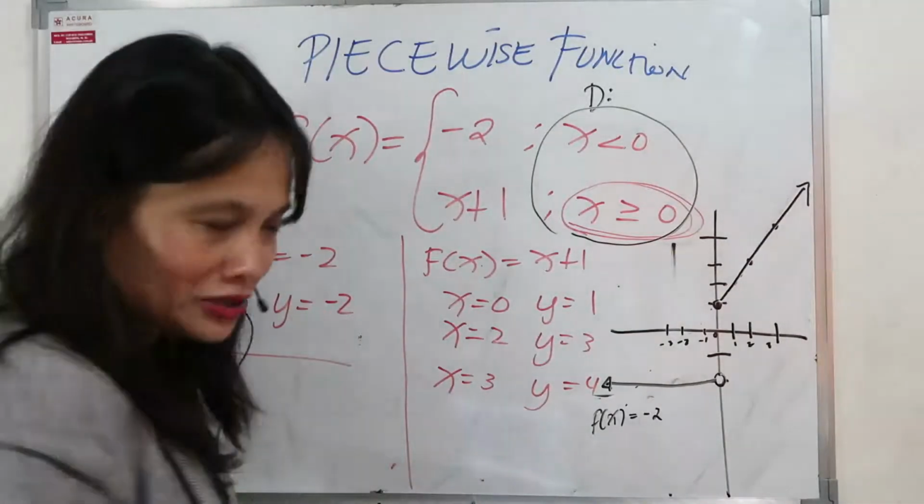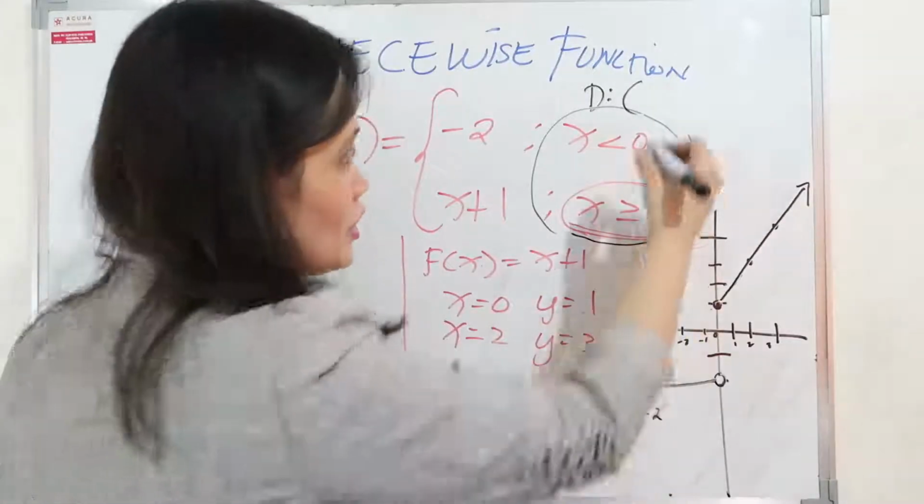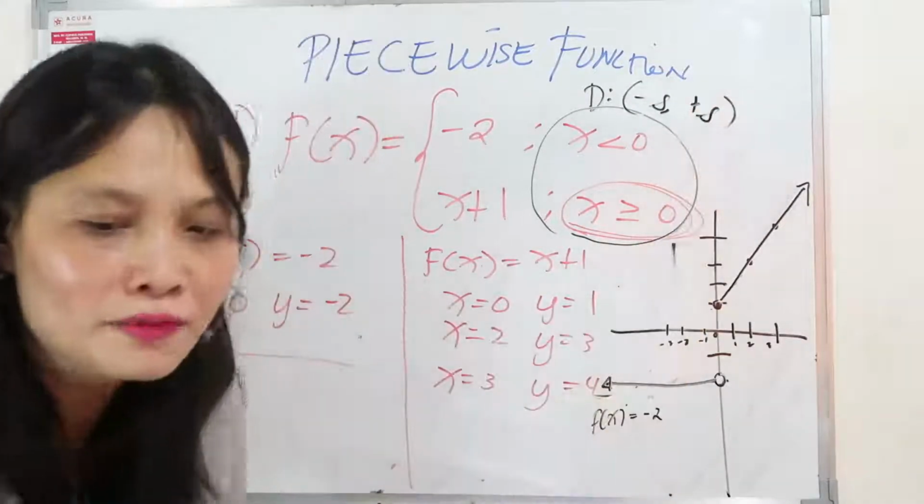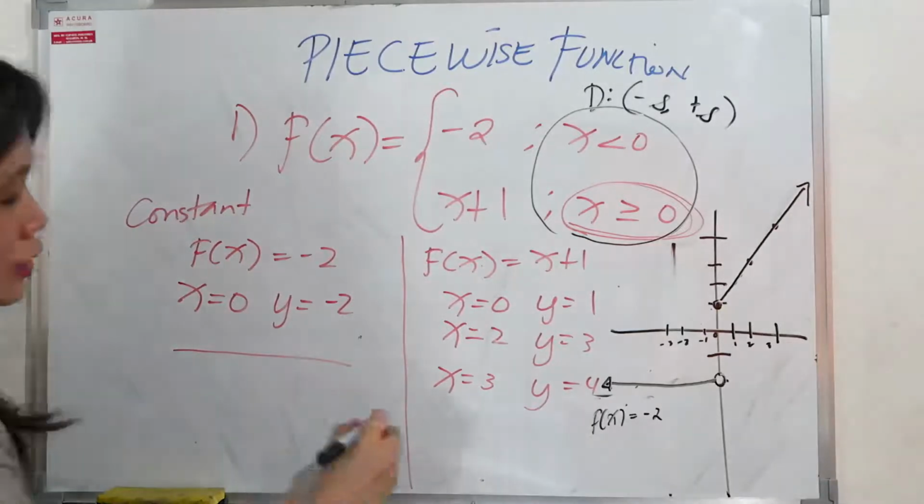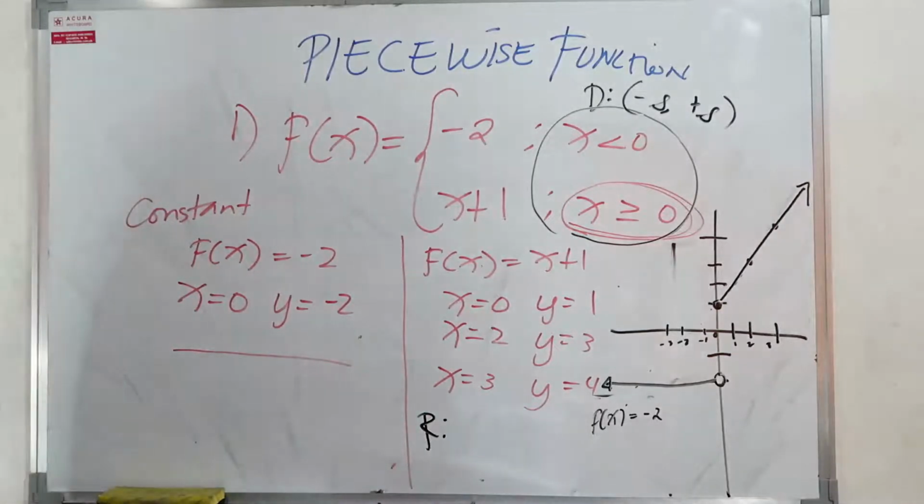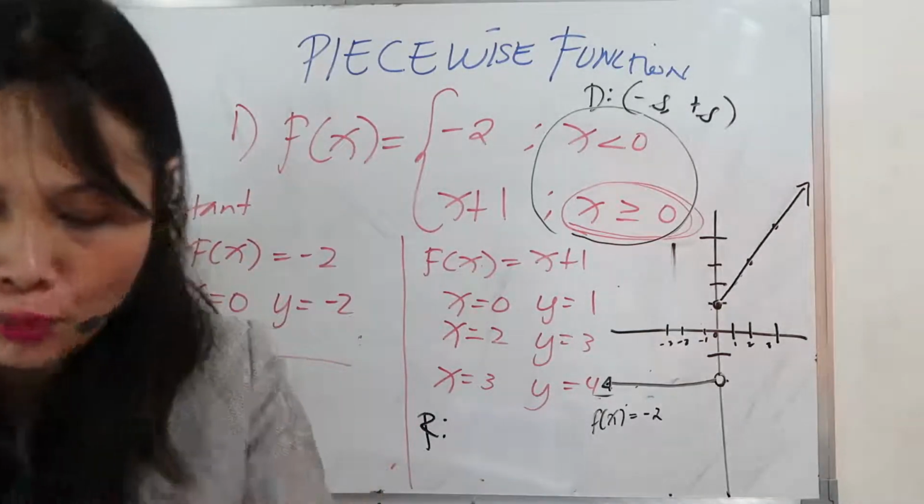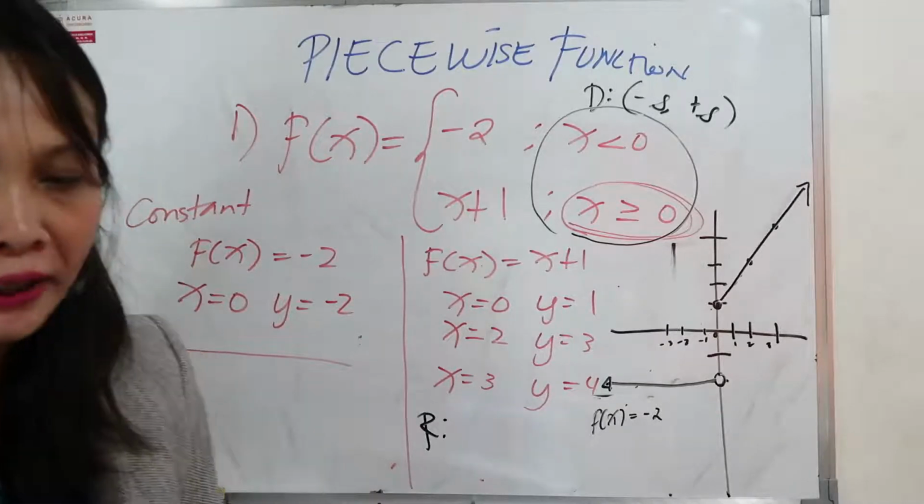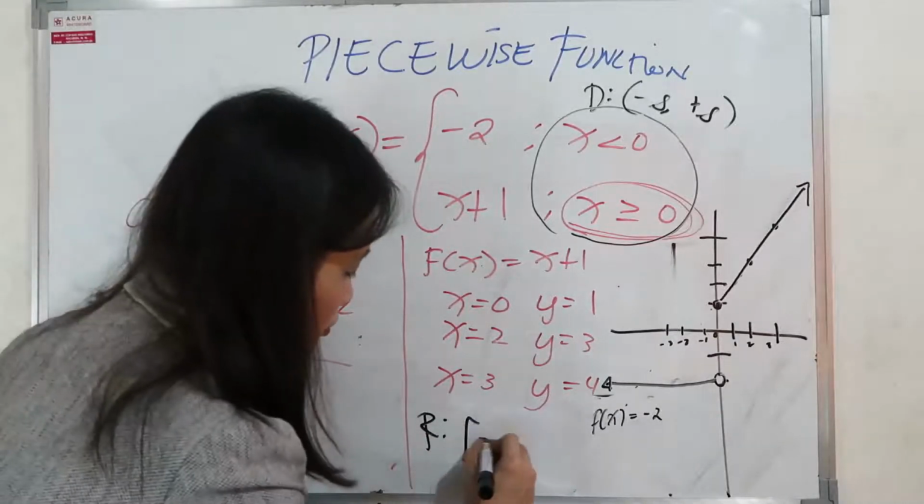Okay, all real numbers. That's correct. All real numbers, meaning your domain is from negative infinity to positive infinity. Now, what about the range? So the range. What is your lowest value of y? Okay, negative 2.